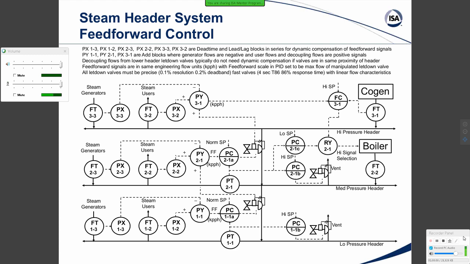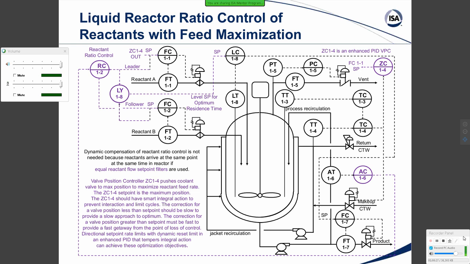Turns out that the process dynamics was negligible, as it often is in a header system like this, and it all came down to what are the dynamics of the valve response. And that's where I mentioned we use a lead of 4 seconds and a lag of 0.4 seconds on the feed forward signals that were going to preemptively set a letdown valve based on changes in either steam generation or steam usage. Here we have a reactor control, and we are ratioing reactants.